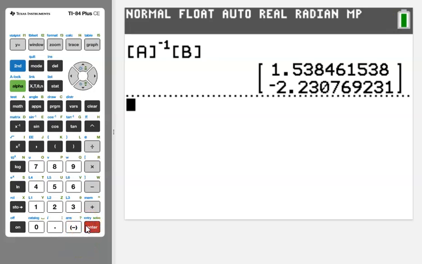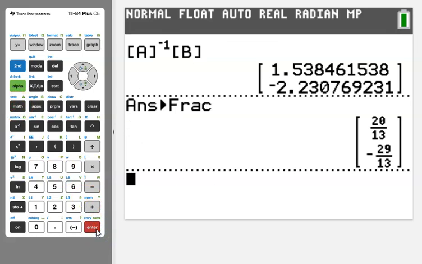The solution is not very pretty. So let's convert this into fractions. We will type math, enter, enter, and now we have our solution, an ordered pair. 20/13 is the x-coordinate and negative 29/13 is the y-coordinate. So don't forget, when inputting matrices, second matrix edit 1 is matrix A, second matrix edit 2 is matrix B, and solving is second matrix 1 inverse second matrix 2.